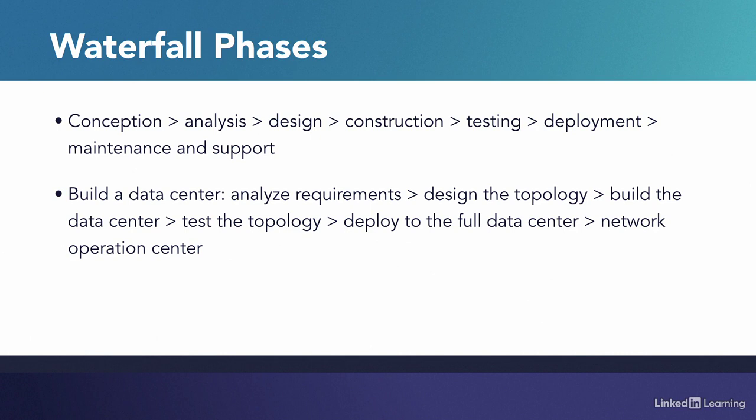Then we will test the topology with the proof of concepts team. Then the design is passed down to the implementation team to build the data center. Once it is built, it is then maintained and supported by the NOC. This approach is generally less flexible because progress only flows in one direction.